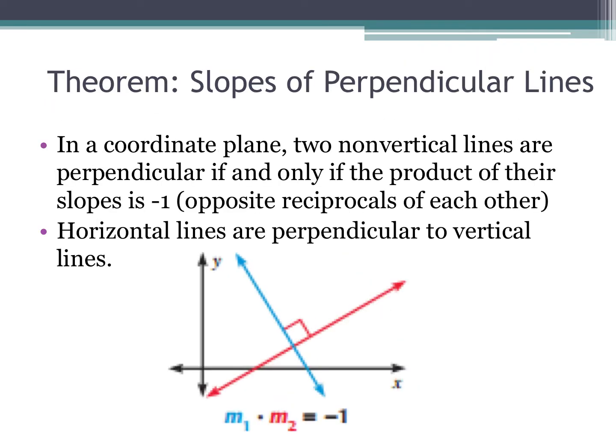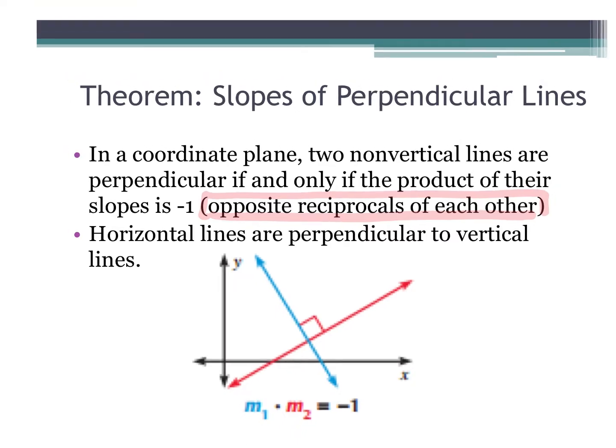The theorem for the slopes of perpendicular lines states that in a coordinate plane, 2 non-vertical lines are perpendicular if and only if the product of their slopes is -1. So in other words, the slopes are going to be opposite reciprocals of each other. Horizontal lines are always perpendicular to vertical lines. Let me show you what it means to be opposite reciprocals. So remember, a reciprocal is a fraction flipped upside down.